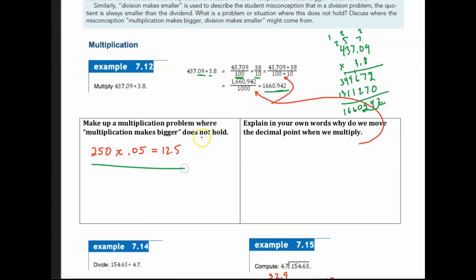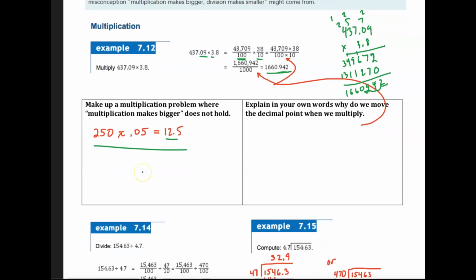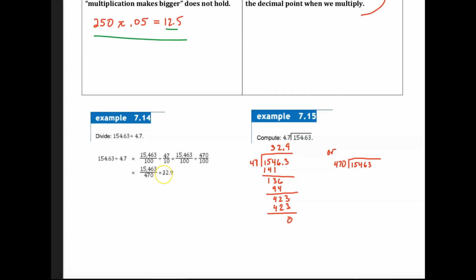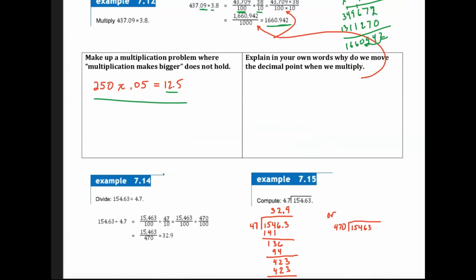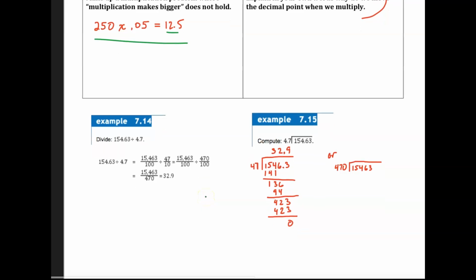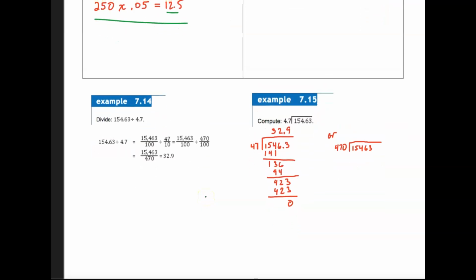Here's an example of how "multiplication makes bigger" does not hold. This number is 12.5, so it doesn't always mean you're going to get a bigger number. This also carries over to division: many times with whole numbers, division makes smaller, but that's not necessarily the case in division of decimals or fractions. But let's look at the algorithm here. 154.63 divided by 4.7.